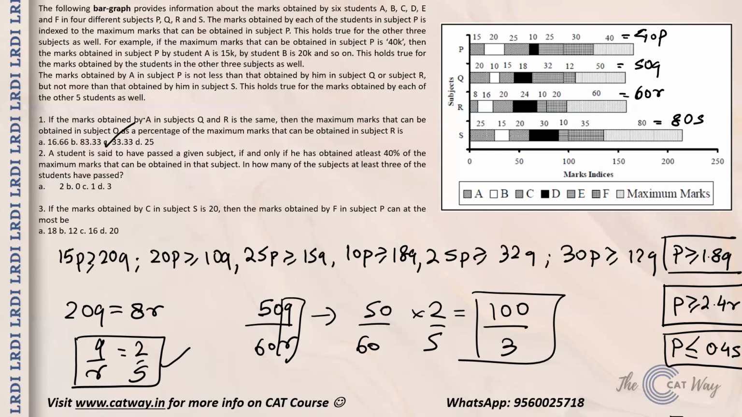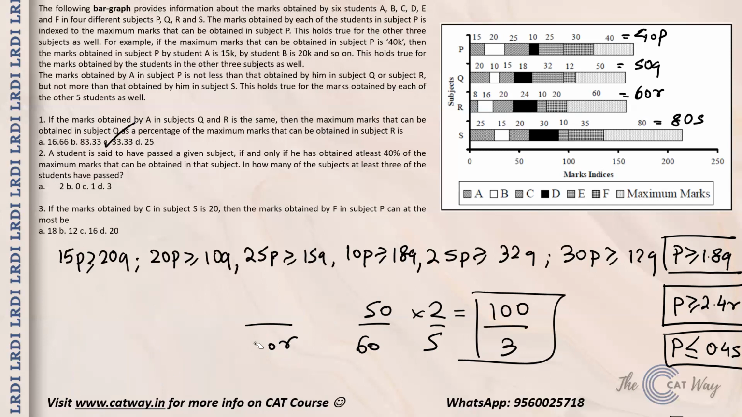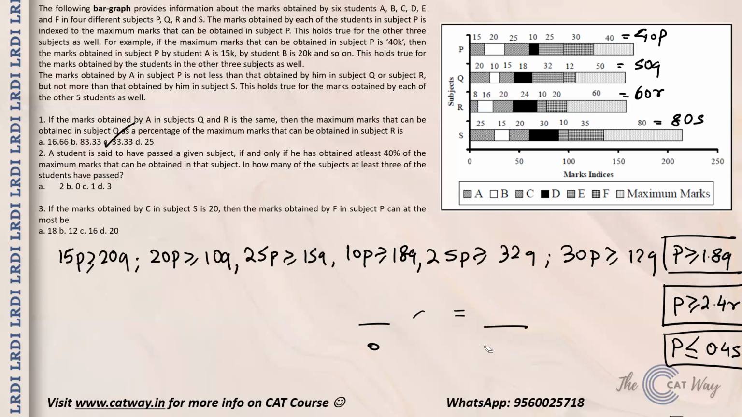Okay, come to the second question that we have. A student is said to have passed in a subject if and only if he has obtained at least 40% of the maximum marks that can be obtained in that subject. In how many subjects have at least 3 students passed? So when you talk about P, 40% means any person who is getting more than 16 P is going to pass that exam. So how many people do we have? We have B, C, E, and F passing the examination. So in P, there are 4 students who have passed.